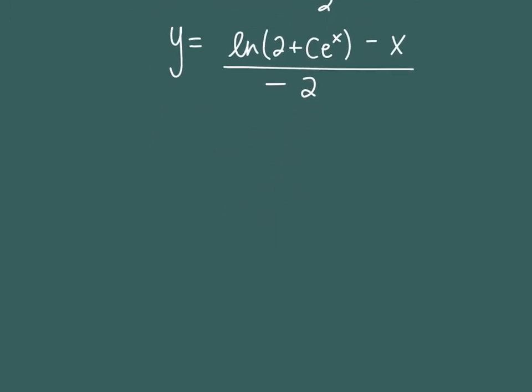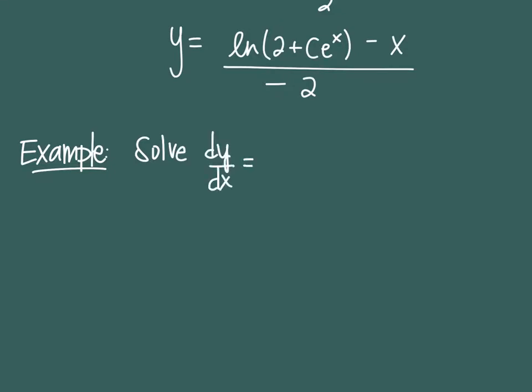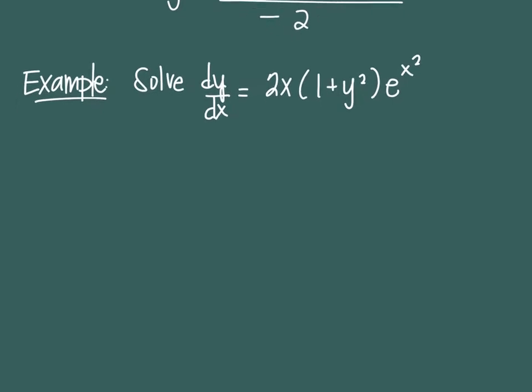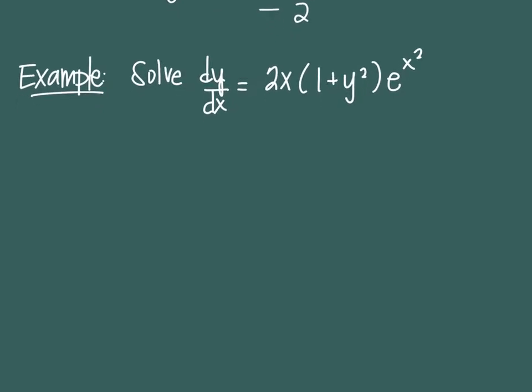Okay, let's try one more. All right, so let's solve this differential equation. dy/dx equals 2x times the quantity 1 plus y squared, times e to the x squared. Lots of fun with this one. Okay, boy, do the separation for me.